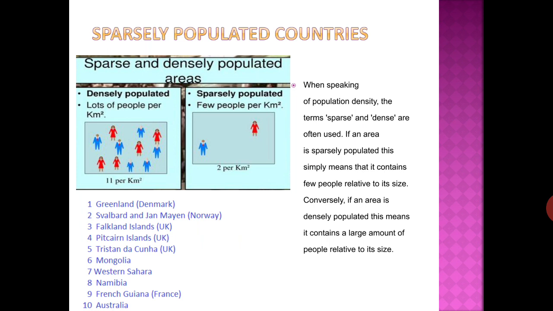There are some countries which have very few people, which can be treated as sparsely populated countries: Greenland and Pitcairn Island, Mongolia, Western Sahara, Namibia. These are some of the places where very few people are living. But our book has defined some areas as sparsely populated regions.